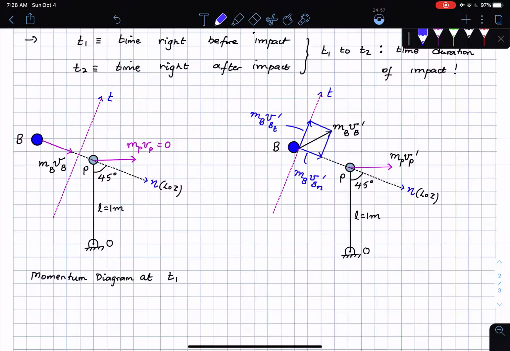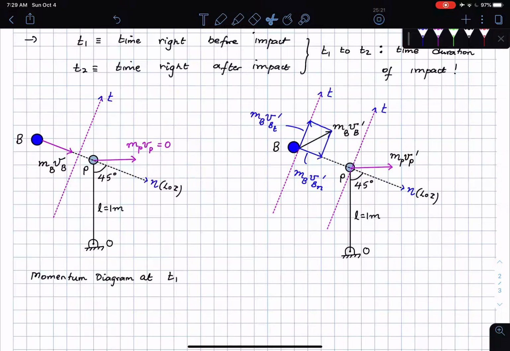I can do the same thing if necessary for the pendulum bob as well. There is nothing sacred about the directions that I've drawn here. If this is the pendulum, I can say mP vP prime, and split it up into a component along the tangential and the normal direction. I'm not necessarily compelled to do it, so I'll just leave it like that.